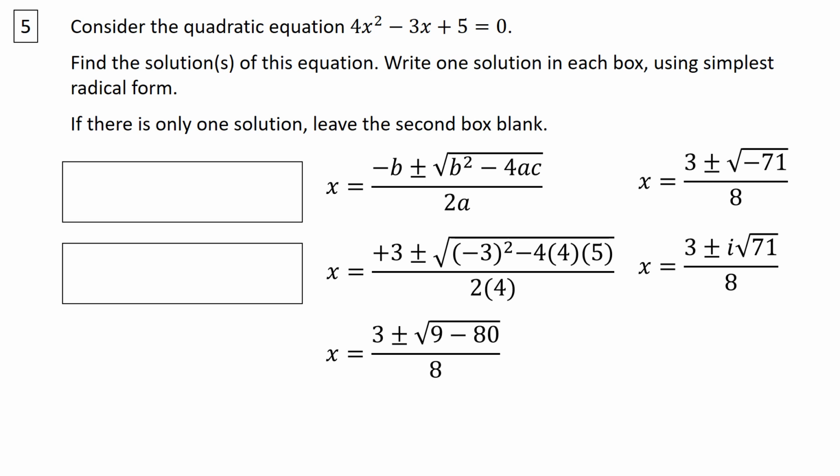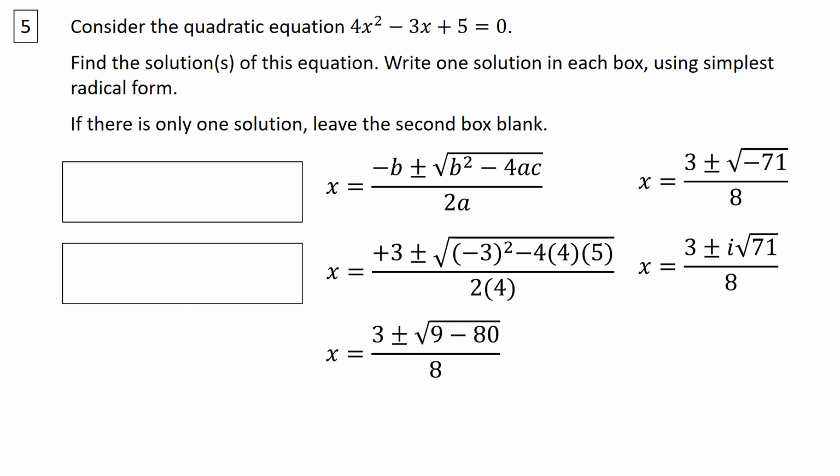Normally this would be where we simplify our radical, but 71's prime, and that's not going to simplify, which means this is as simple as it's going to get. We've got our answer, 3 plus or minus i square root of 71 all over 8, but we have two boxes, and the directions tell us if there is only one solution, leave the second box blank. So if I write this in the first box, there's nothing left to write in the second box, and that tells me there's only one solution.